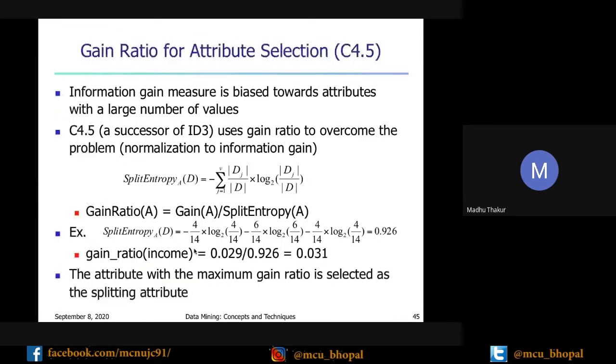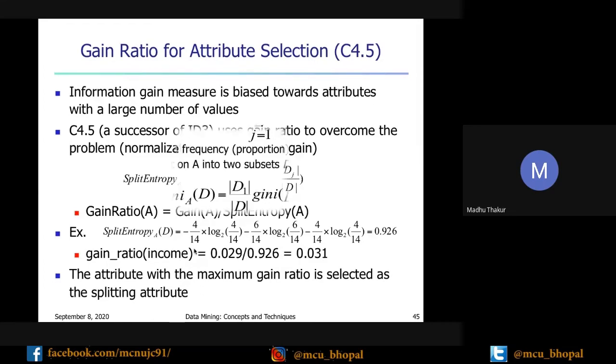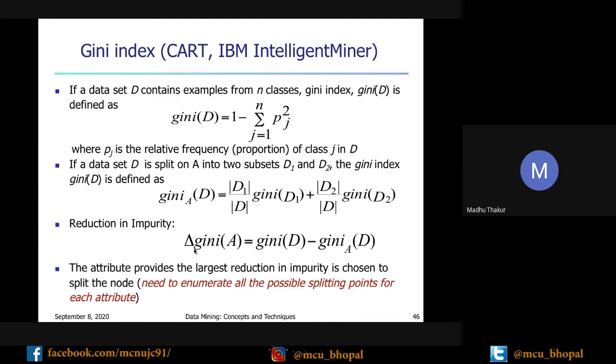Similarly, another measure is gain ratio, which is used by C4.5, and another measure is the Gini index. Out of the three, you can use any one for splitting your tree and finding the split point inside your attribute. The Gini index is used by CART and Intelligent Miner, which was developed by IBM.